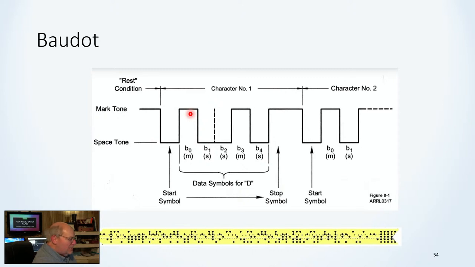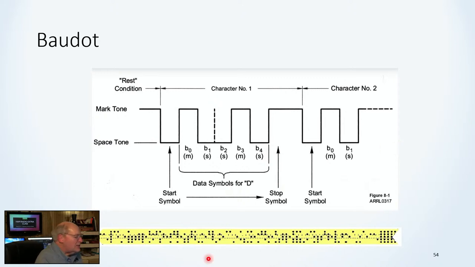Remember I said the D was 10010. Aha, so data symbol for a D. We have just noticed that that's what was sent. And then how do we tell if we're done? Well, there's a stop symbol, which is about 2.5 bits, I believe, or 1.5 bits of the mark tone. And then that mark tone just hangs out there until the next start symbol comes, and then the process continues.